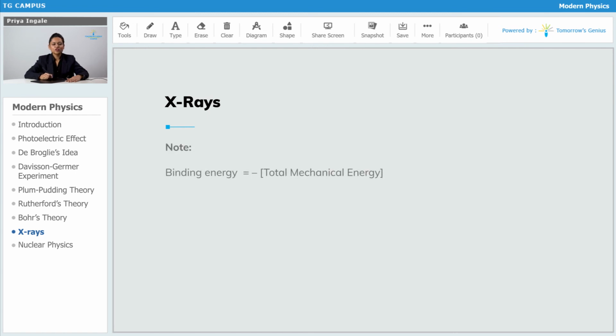Then when the electron is revolving in the orbit around the nucleus, its binding energy is given by the negative of the total mechanical energy. Binding energy is responsible for binding the electron with the nucleus, and we already know that this binding energy is the negative of total mechanical energy. Actually we are making a note of these formulas just to make us aware, so that we can solve the numericals if we need to have this information with us.